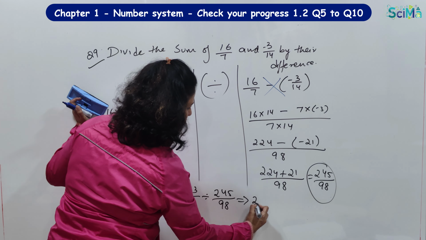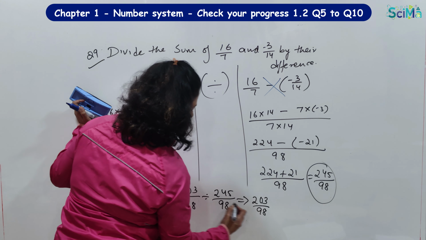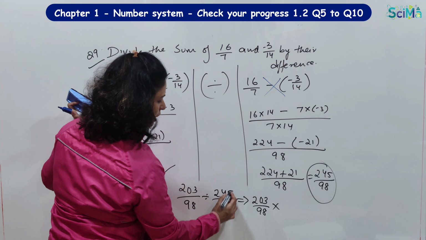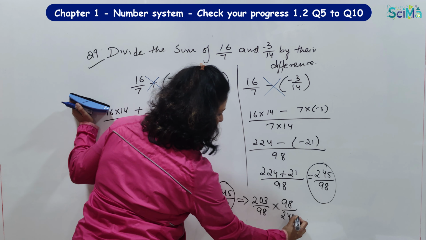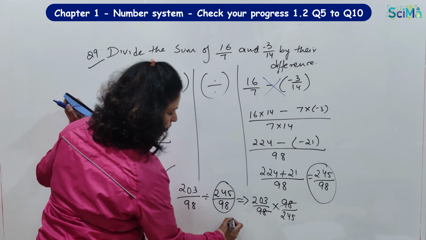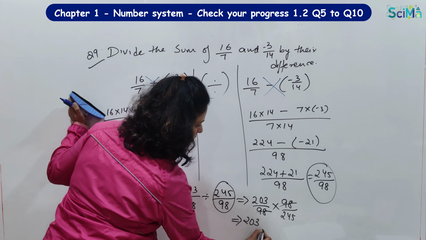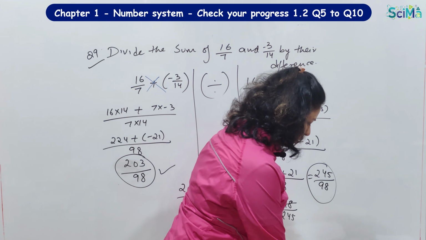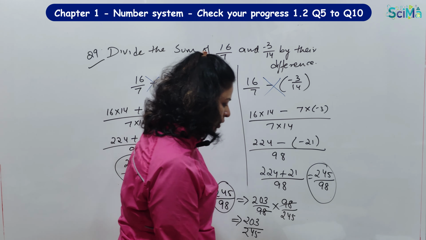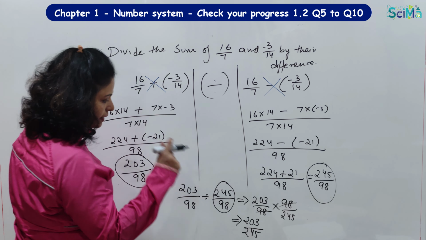So here 203 by 98. Convert the division into multiplication and reciprocal the second rational number. So 98 by 245. So you cancel 98 straight away. So 203 by 245 is the answer. Okay. You can reduce it also if you want. Reduction also will give you the answer.